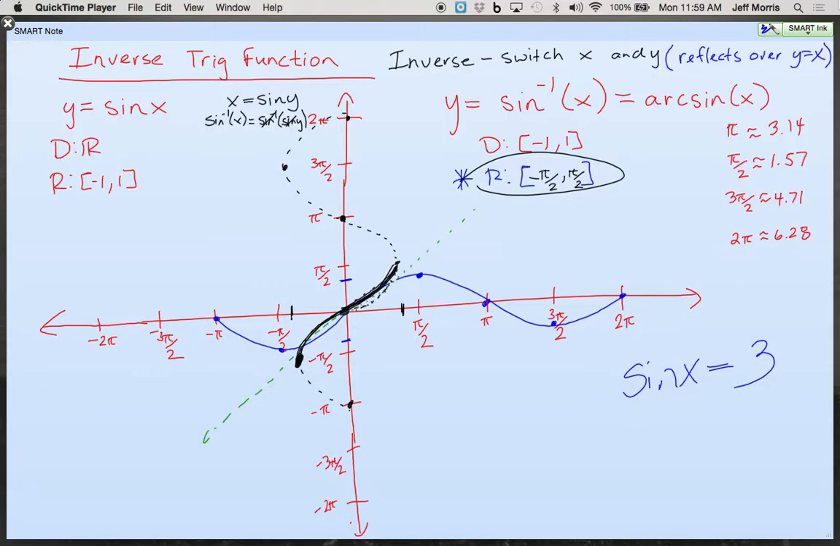You're going to have to know your calculator is always giving you answers between, look at it, negative pi over 2 to pi over 2 on your unit circle. Okay, and we'll practice this a lot tomorrow. All right? Way to get these answers in radians.